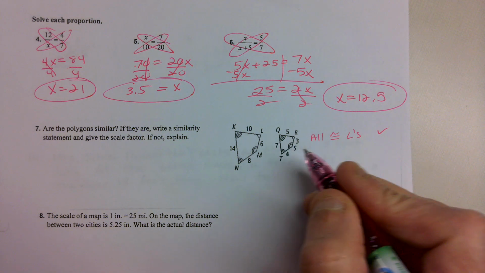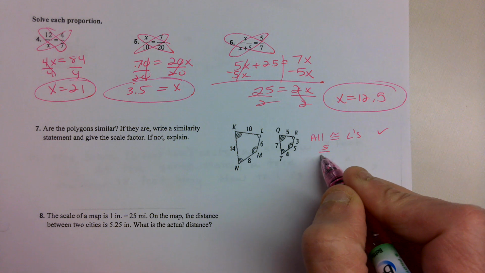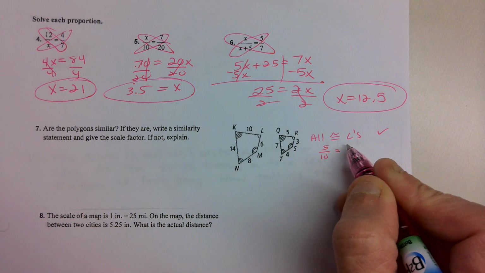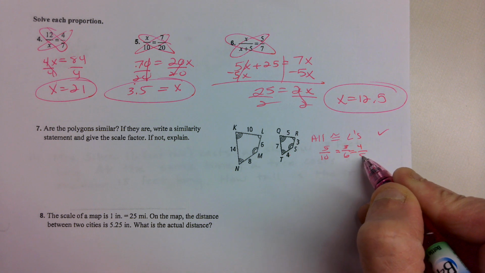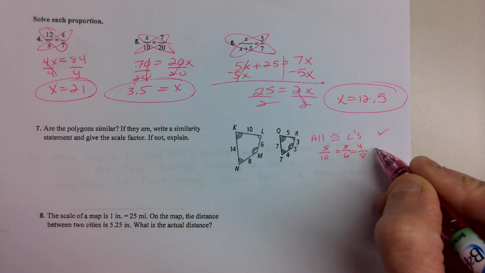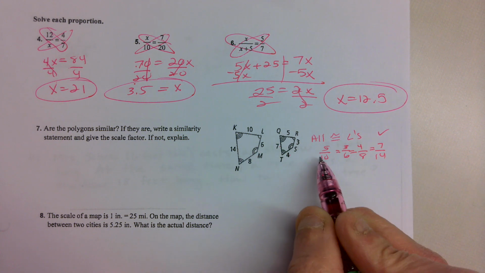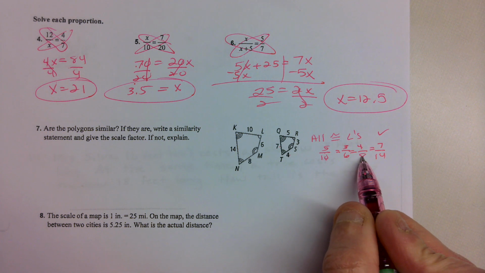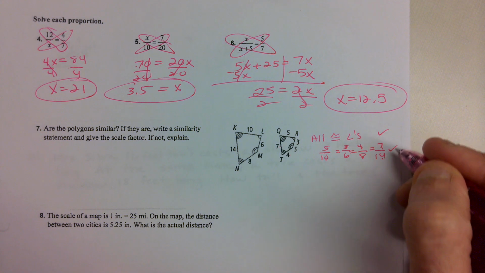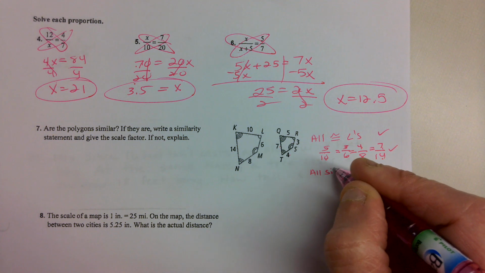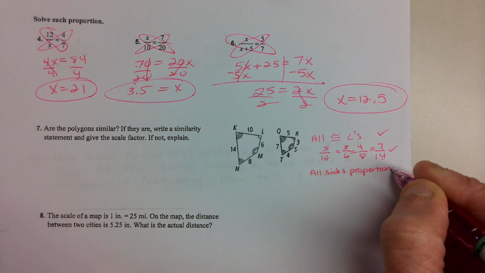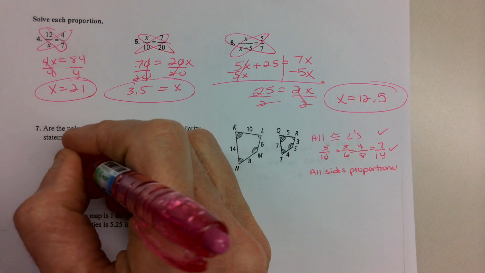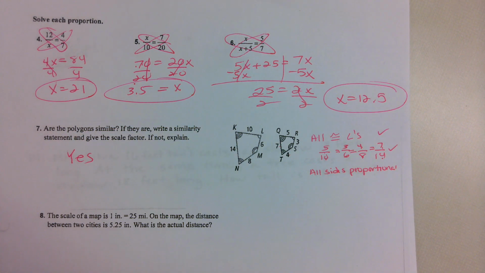So let me check. 5 over 10, 3 over 6, 4 over 8, and 7 over 14. So I've got to check all those. 1/2, 1/2, 1/2, 1/2. Check. All sides are proportional. So yes, it is similar. Are they similar? Yes, they are similar.